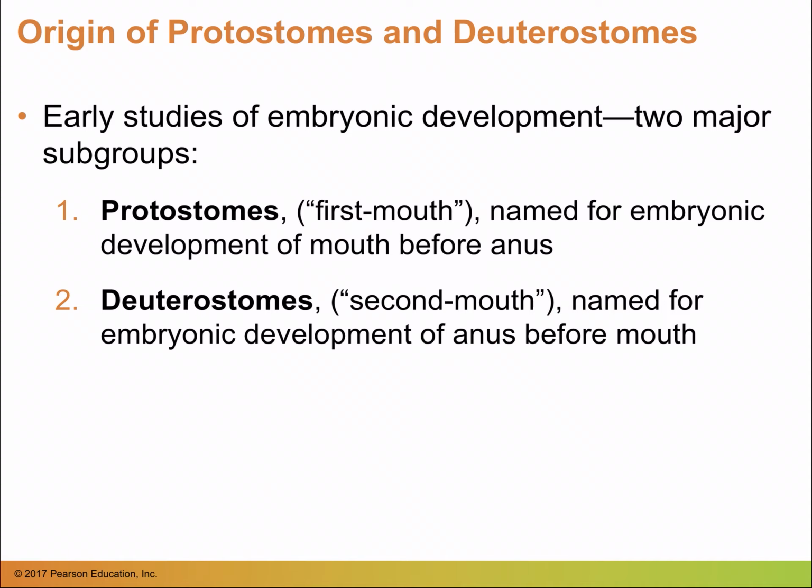So in organisms that are protostomes, in their embryonic germ layer gastrulation, when the cells move, they're going to create the pore first, that's going to open up and become the mouth before the anus. And then deuterostomes, which literally means second mouth, named for the embryonic development of the anus before the mouth. So it just has to do with the development here. Pro means before, so just remember mouth before anus. Deutero means second. So just make sure you keep that straight.